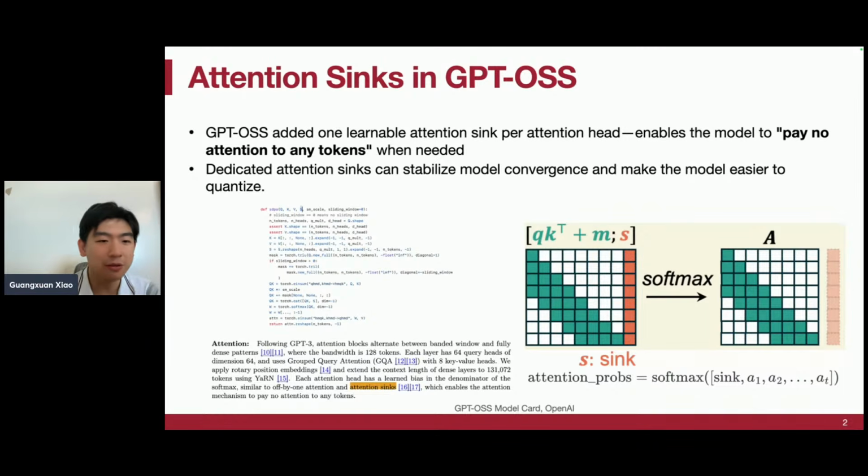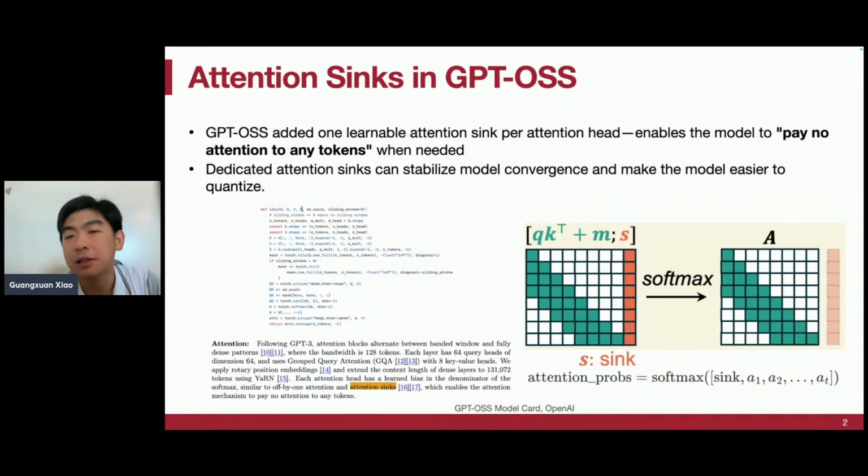So to briefly introduce the attention sinks in GPT-OSS, it adds one learnable scalar per head, called an attention sink, for enabling the model to pay no attention to any token when needed. That's literally the words in the technical report. On the right is a figure from a blog post by my friends.